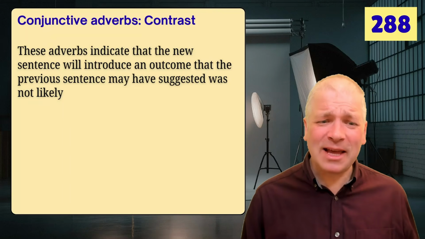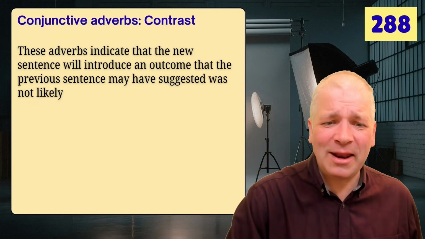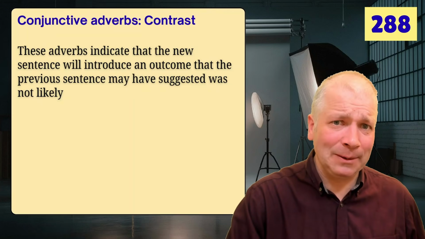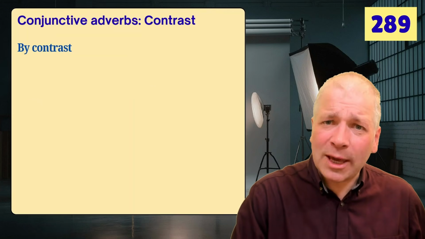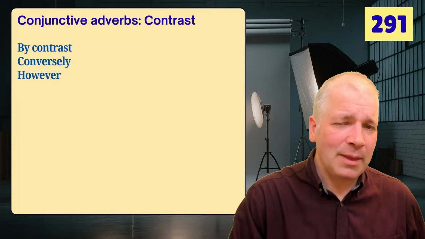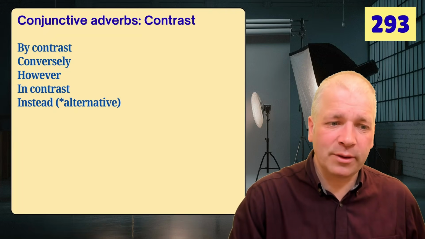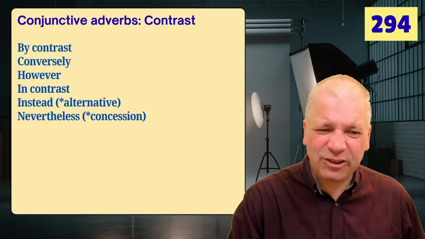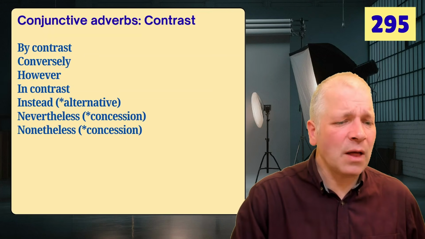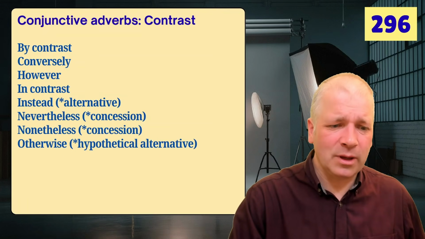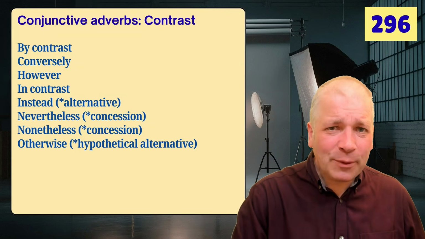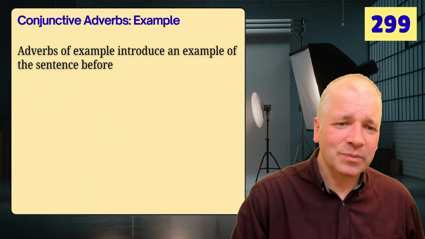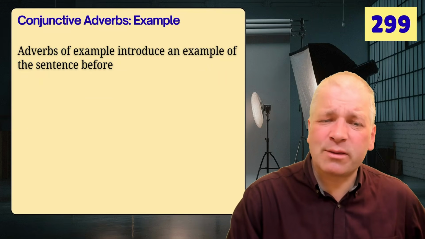So these adverbs indicate that the new sentence will introduce an outcome that the previous sentence may have suggested was not likely. So by contrast, conversely, however, in contrast, instead, nevertheless. Now this is a concession conjunctive adverb. Nonetheless is also a concession. Otherwise gives a hypothetical alternative. Rather, still.